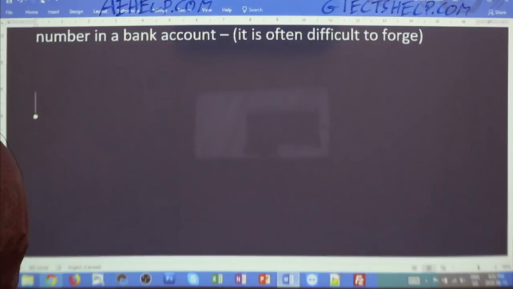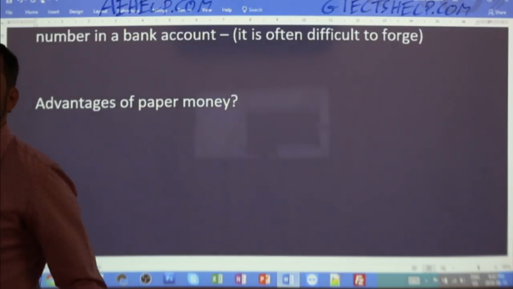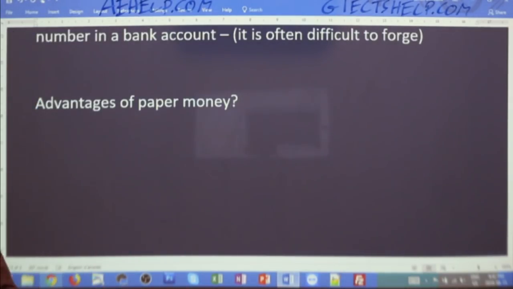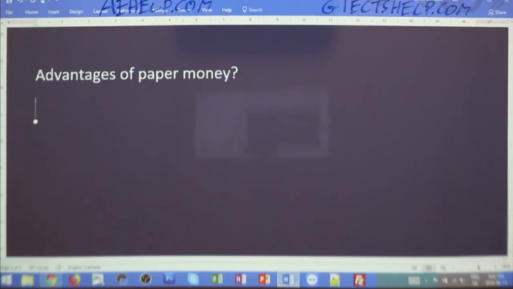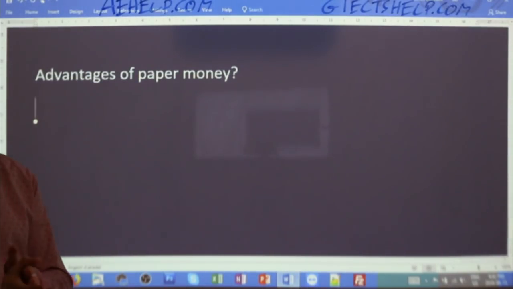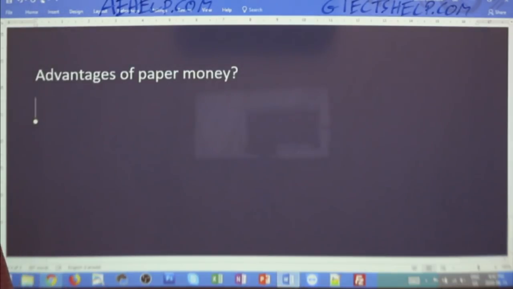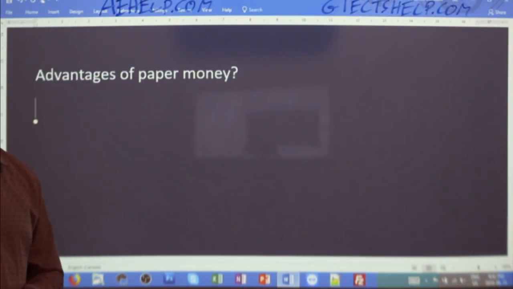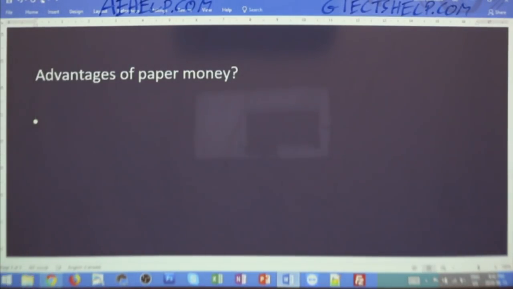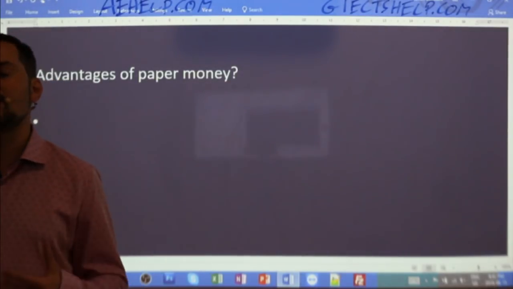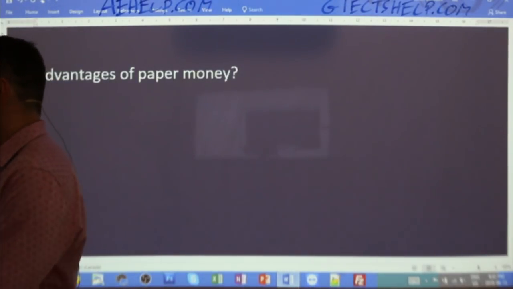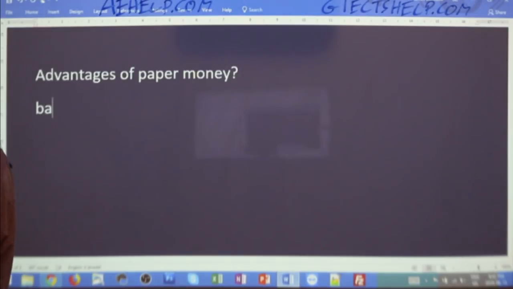So what are the advantages of paper money? What are the advantages of having cash in your pocket? Anybody? What do you think? Lytton, we'll get to that. We'll get to the decision of which one's better, digital or paper. But before we go so far, let's figure out what the advantages and disadvantages of each are. So, advantages of paper money as a bargaining tool.